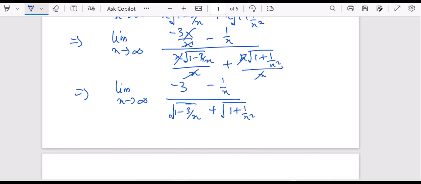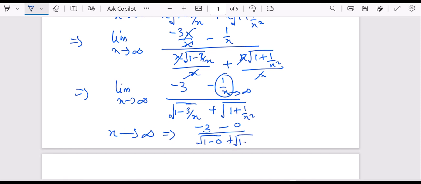Now, as x goes to infinity, we have negative 3. This term will go to 0 as x becomes big. So minus 0 all over root of 1 minus 0 plus root of 1 plus 0, which equals negative 3 over root 1 plus root 1, which is negative 3 over 2. This goes to negative 1.5 as our final answer.